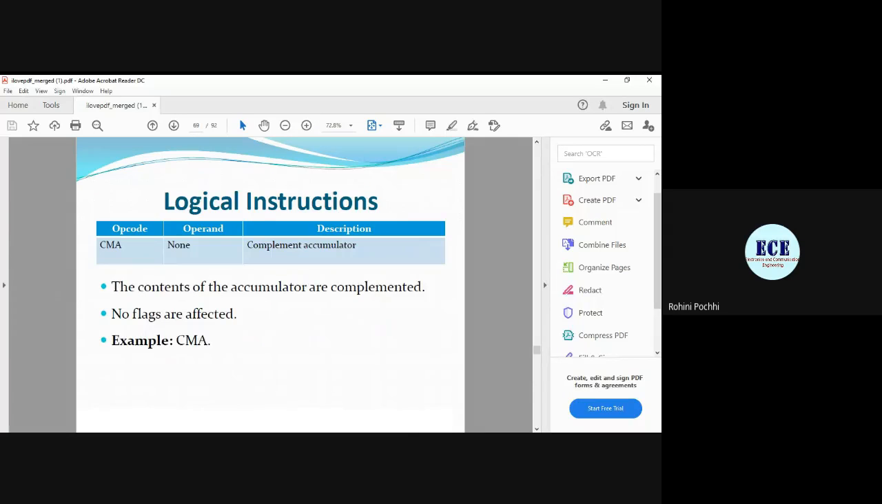CMA means complement of the accumulator. Whatever the data present in the accumulator, its complement operation will be performed. The content of the accumulator are complemented. No flag are affected. CMC means complement carry. The carry flag is complemented. No other flag are affected.